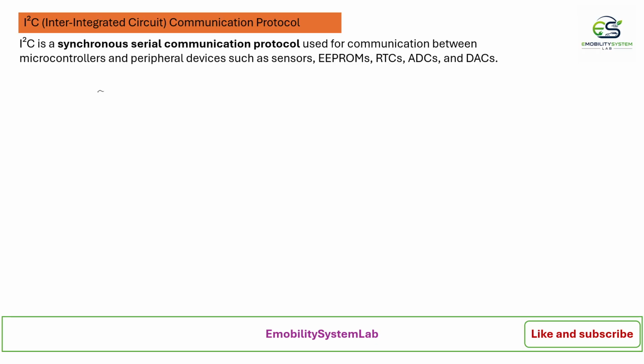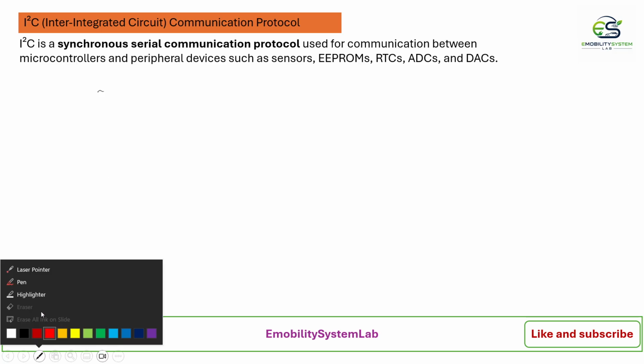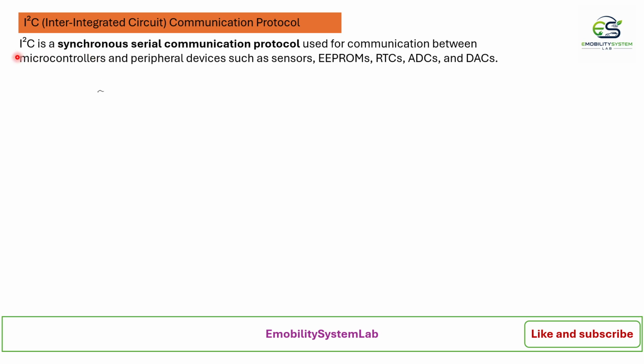So basically I2C means inter-integrated circuit, and it is an embedded communication protocol. It is a serial communication protocol used for communication between microcontrollers and peripheral devices such as sensors, EEPROM, RTC, ADCs, and DACs.